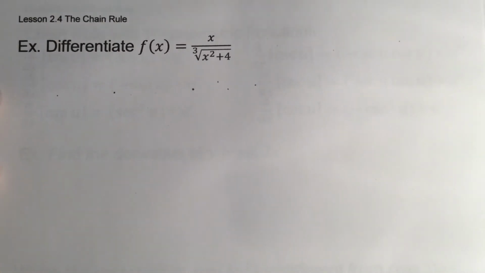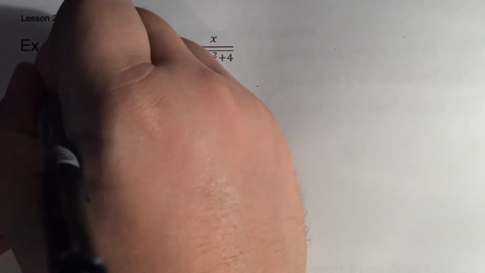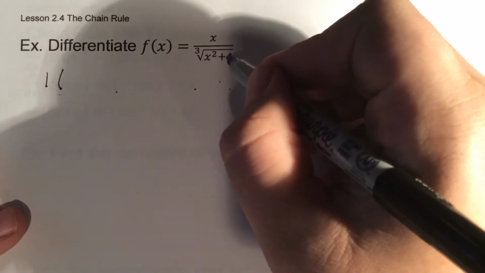All right, so this one, either we're going to have to do product rule or we're going to have to do the quotient rule besides the chain rule. So let's just get this quotient rule out of the way. So derivative of the top would be 1. So we'd have 1 times our bottom.